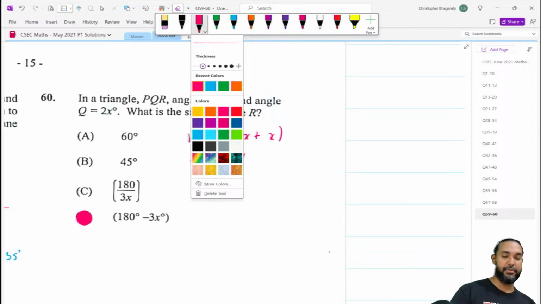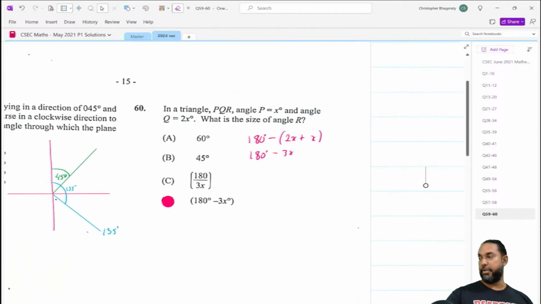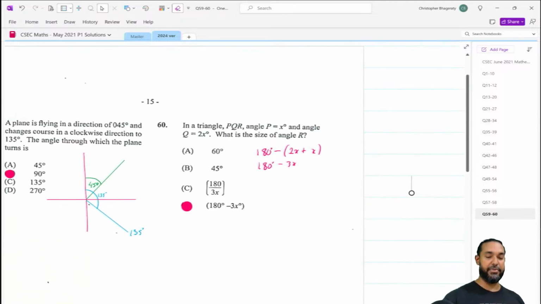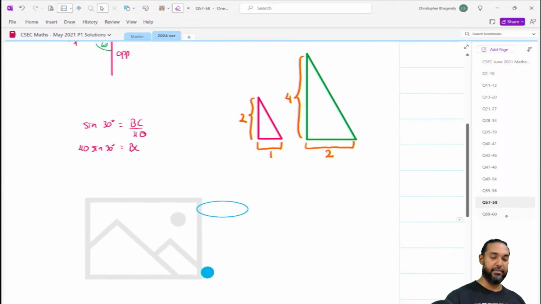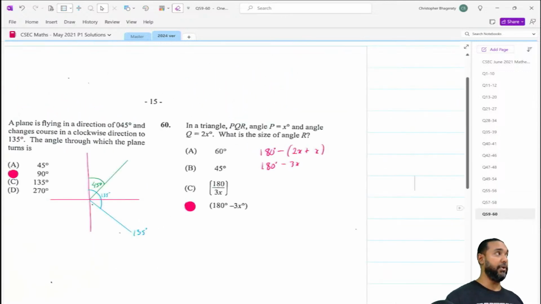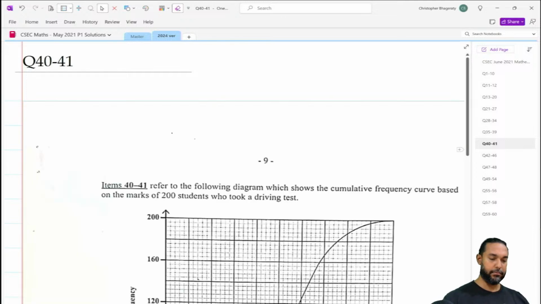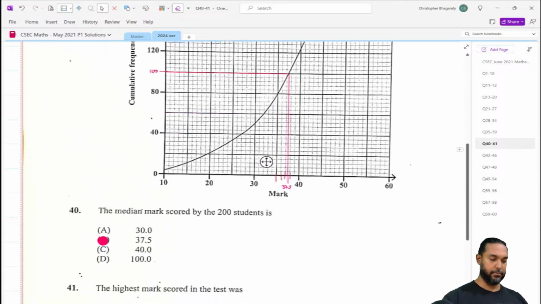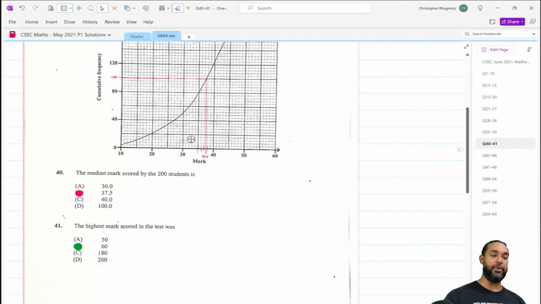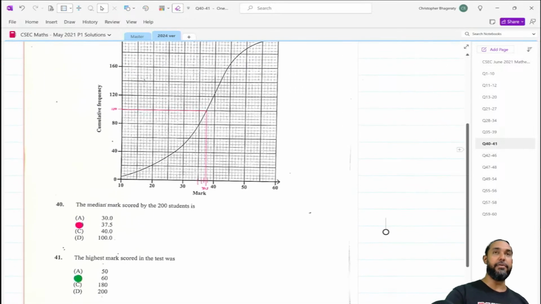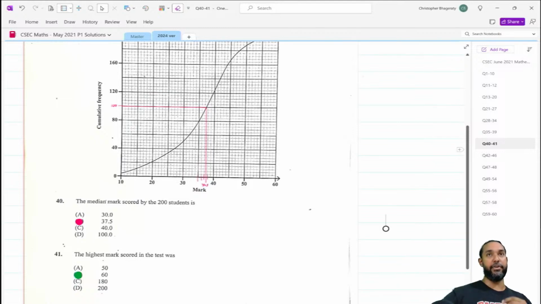All right, folks. Before we wrap up, in class, are we okay with the last pages, 55, 56, 57, 58, 59, 60? Any questions? Anybody? Anything? 41? Highest mark was 60, because it was the maximum value on the x-axis, and the curve, if you read down from the highest point on the curve, it will correspond to it.